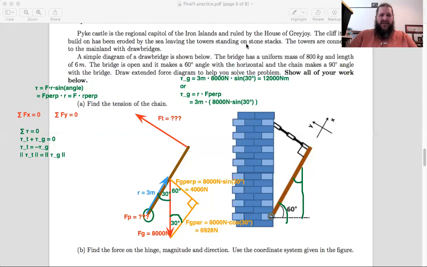In other words, we can say that gravity, written in terms of components, force of gravity is 6,928 newtons in the x direction and 4,000 newtons in the y direction. Not the usual horizontal-vertical xy, but instead this tilted coordinate system, which is what it suggests to use in part B. Any questions on those components so far?